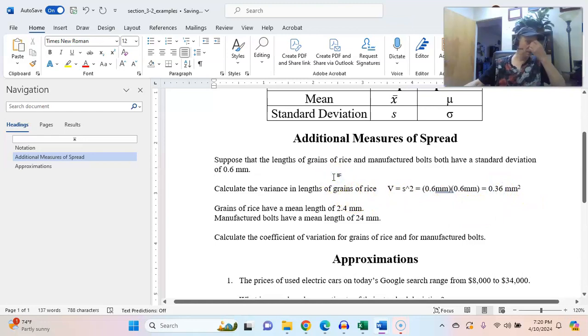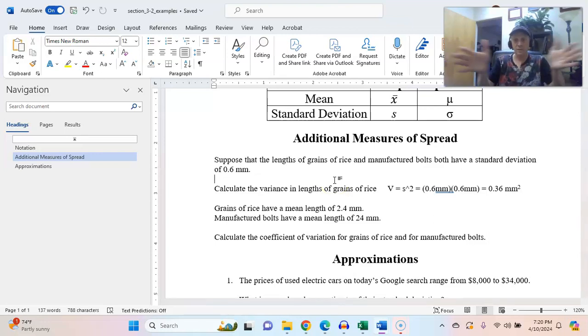Most measures of center or spread have the same unit as x. So if x is inches, or in this case millimeters, if x is millimeters, then the mean or standard deviation or median of these grains of rice will all be measured in millimeters. The variance is an exception to that. It has this funny unit of square millimeters.